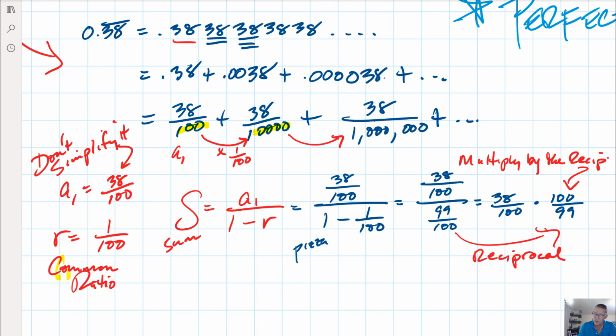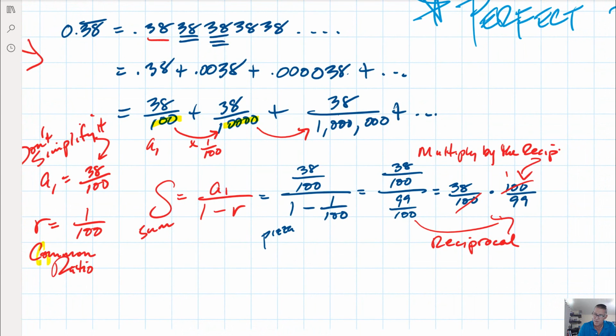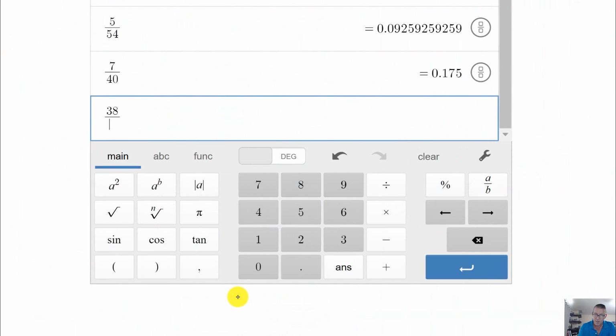All right, simplify a little bit. 100 divided by 100 is 1, and then you are finished, my friends. That's equal to 38 times 1 is 38, 1 times 99 is 99, and you get 38/99ths. And if you want to, I'll prove that to you. You take 38 divided by 99, and voila, you get 0.38 repeating.